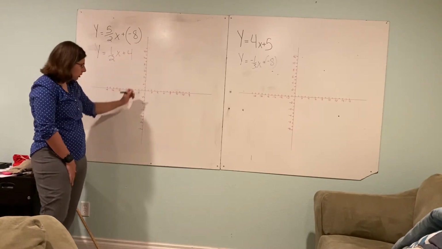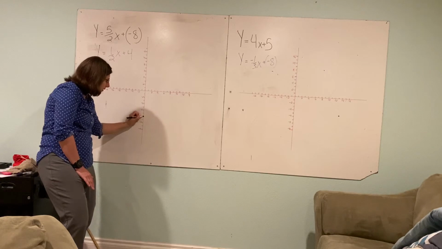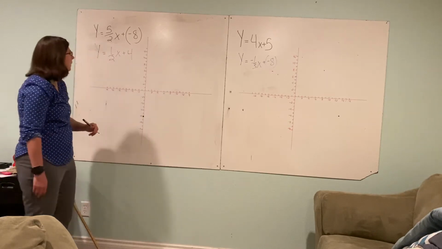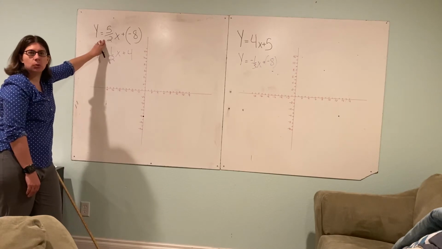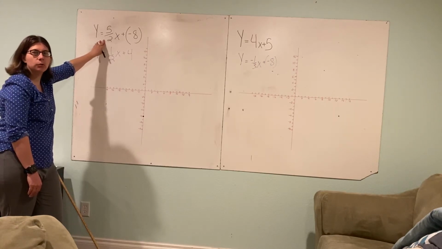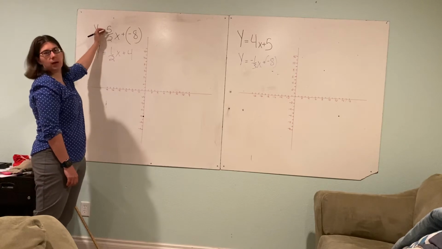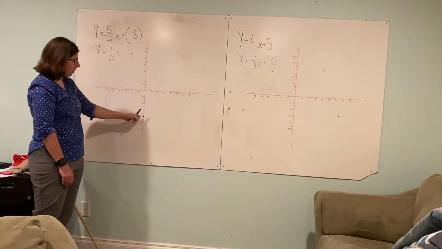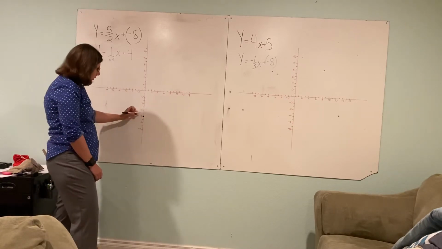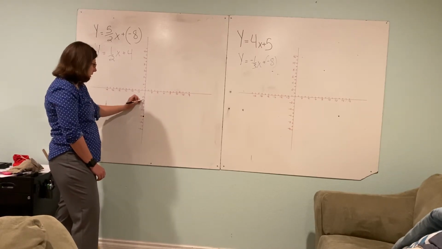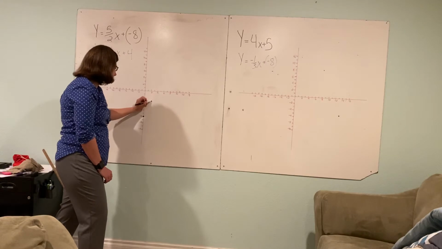So it's negative 8. So I'm going to go down to negative 8 on the y-axis, which is your vertical line. The number in front of your x is your rate of change, or your slope. This is telling you how your line is moving. So my slope is 5 over 2, which means from this point that I already put on the graph, I'm going to go up 5, right 2. 2, 3, 4, 5, right 2.